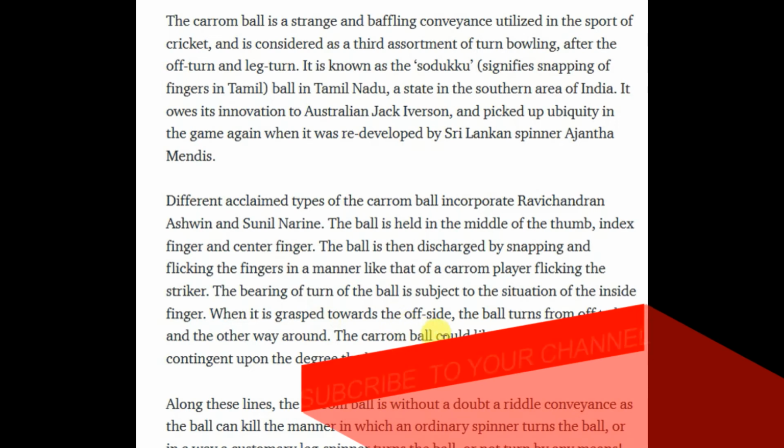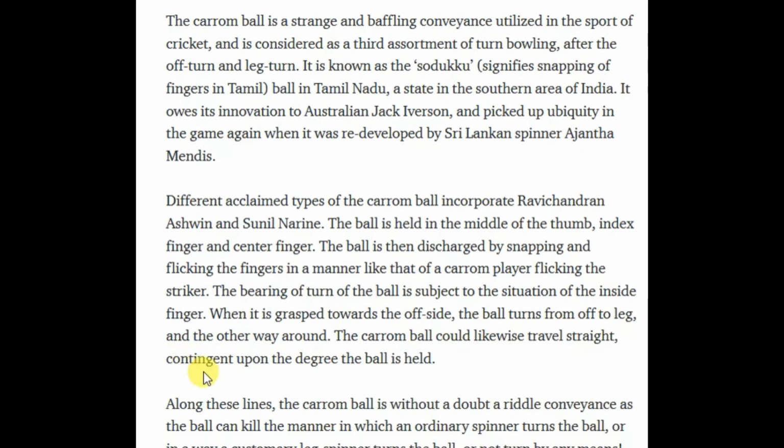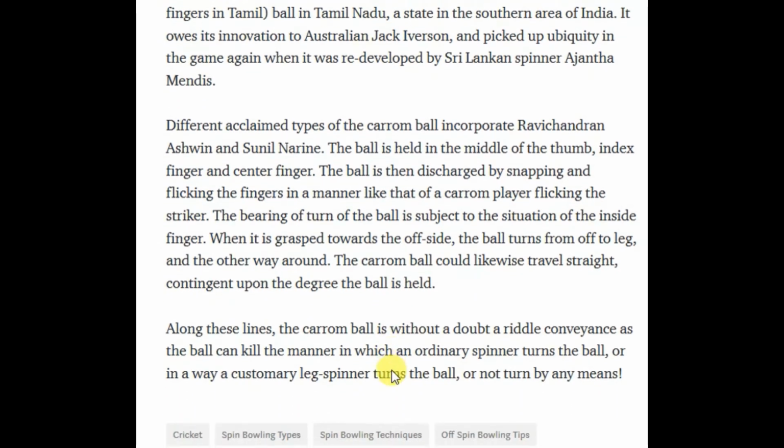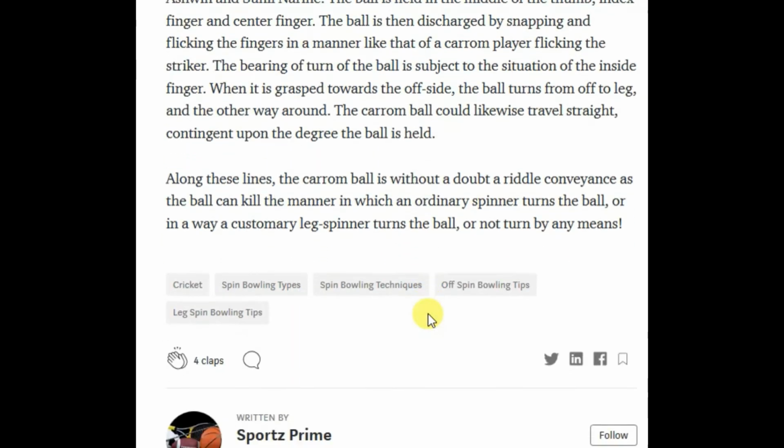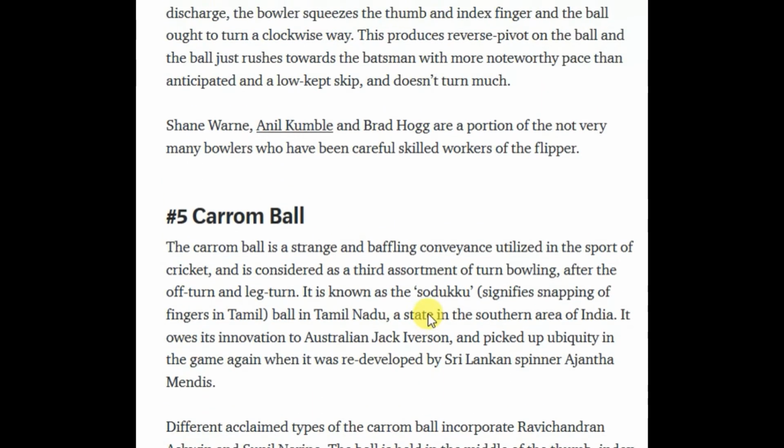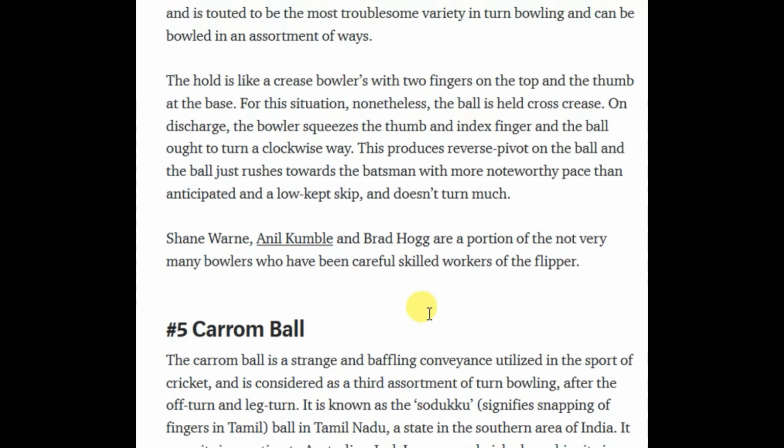The carom ball could also travel straight, depending on the grip and how much the ball is spinning. Along with this, the carom ball is without a doubt a mockery of convention, as the ball can turn the way an ordinary off spinner turns it, the way a conventional leg spinner turns it, or not turn at all. These are the bowling tricks used by the different types of spinner.